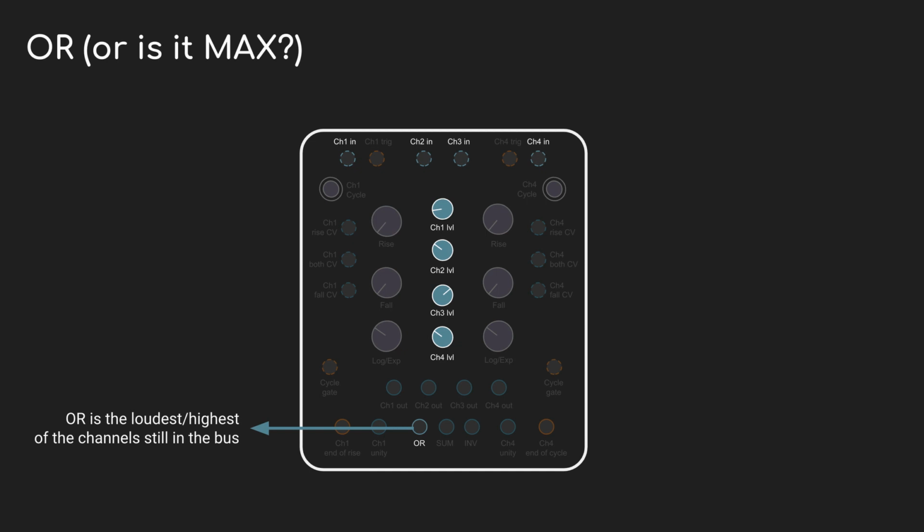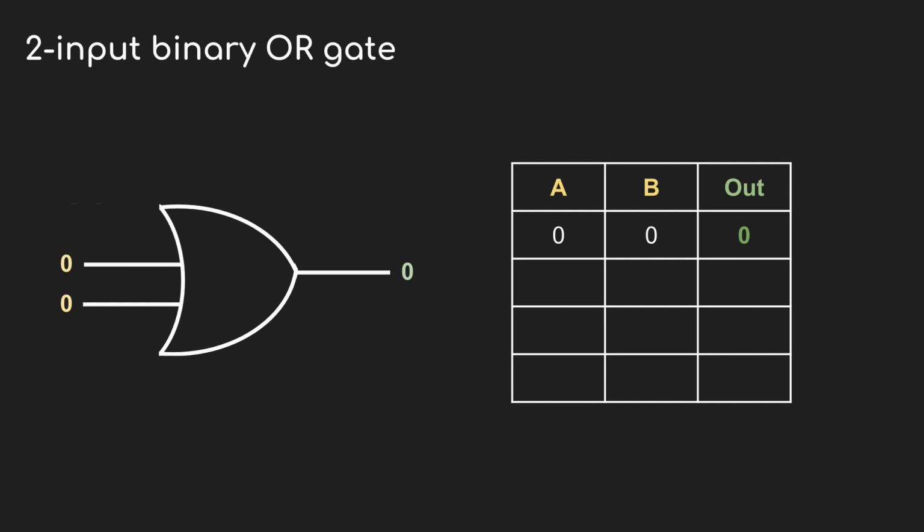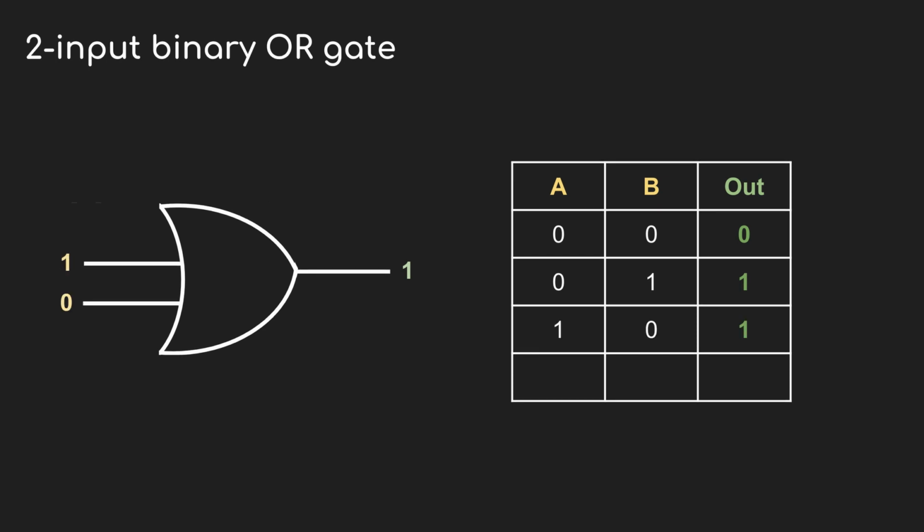Now OR is an odd one, especially if you come from a computer background and you're used to the idea of binary logic. There's only two possible values, 0 and 1, on and off. The output of an OR gate will be high if either of the inputs is high. So if you send in 0 and 0, you'll get 0 out. If you send in 0 and 1, you'll get out a 1. Send in 1 and 0, also 1. And of course, if you send in two 1s, then you're going to get a 1 out.